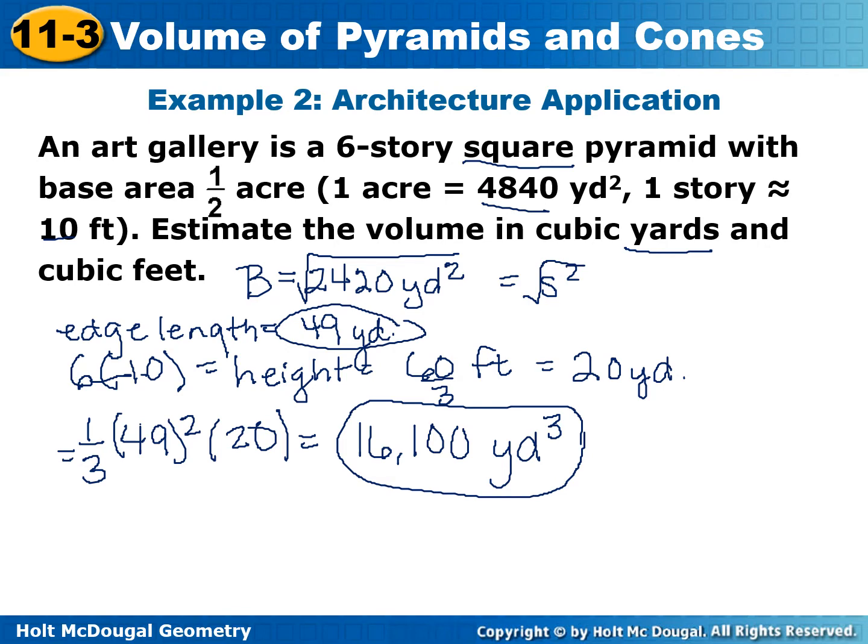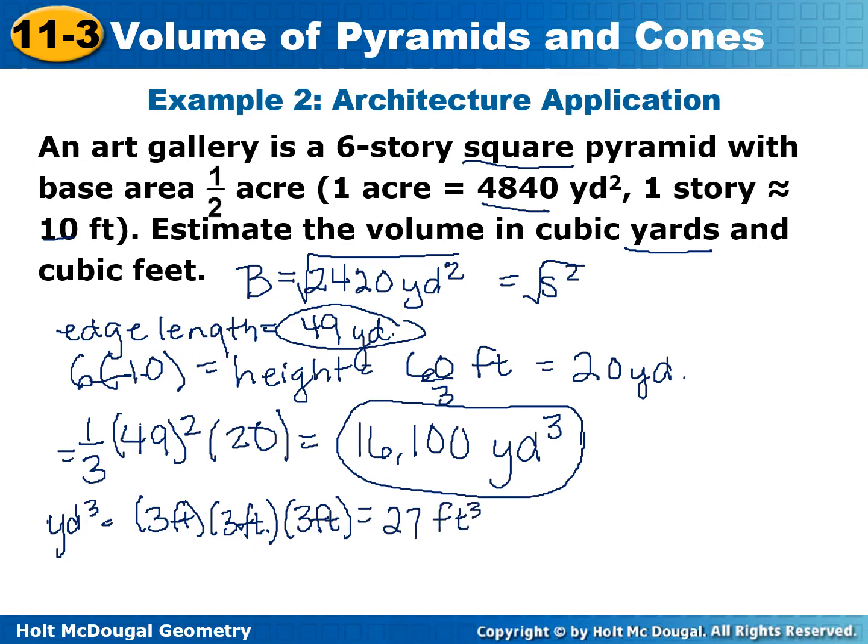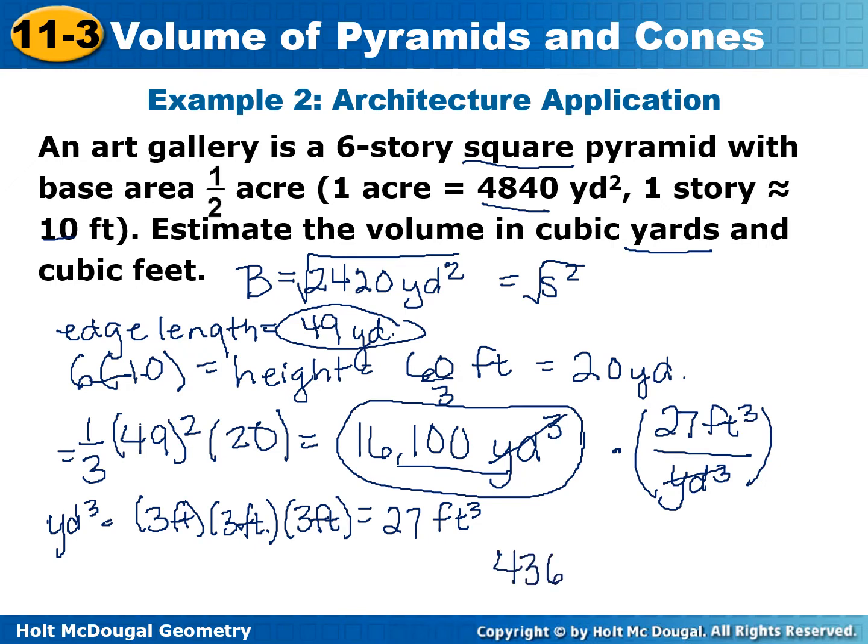Then we want to convert our answer to find the volume in cubic feet. The volume of 1 cubic yard is 3 feet by 3 feet by 3 feet, or 27 feet cubed. So our conversion factor is 27 feet cubed over 1 yard cubed. If we multiply our answer by the conversion factor, then instead of yards we're going to have feet. We take 16,100, multiply it by 27, and we get 436,000 feet cubed, or cubic feet.